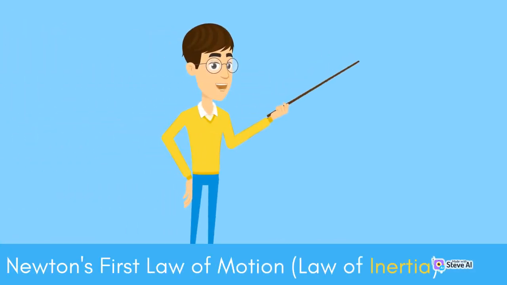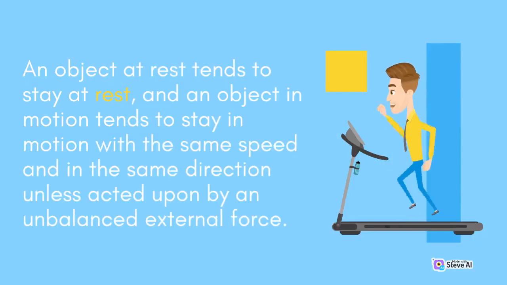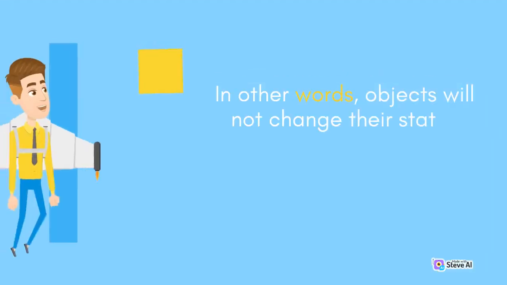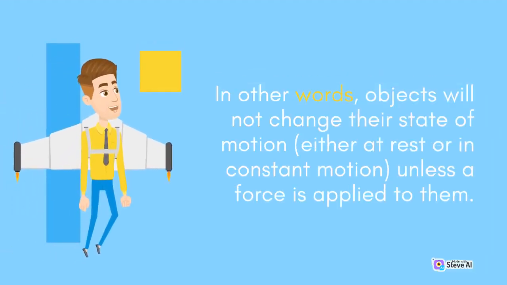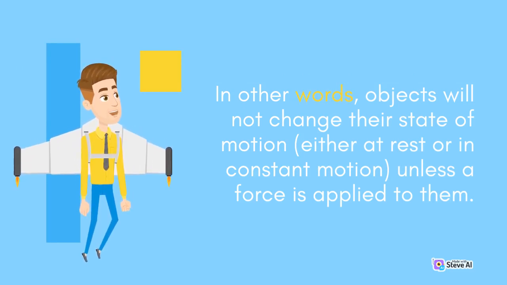Newton's first law of motion, law of inertia. An object at rest tends to stay at rest, and an object in motion tends to stay in motion with the same speed and in the same direction unless acted upon by an unbalanced external force. In other words, objects will not change their state of motion, either at rest or in constant motion, unless a force is applied to them.